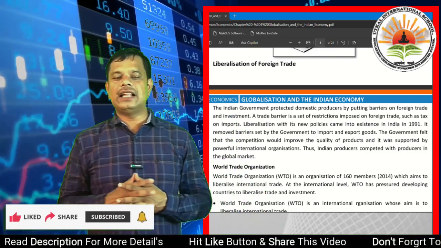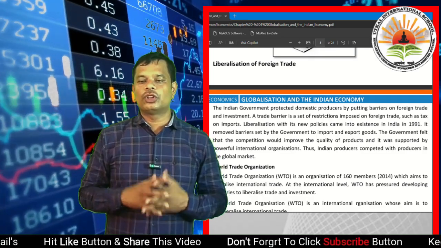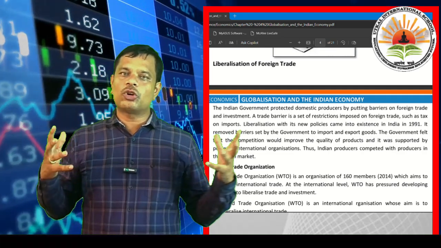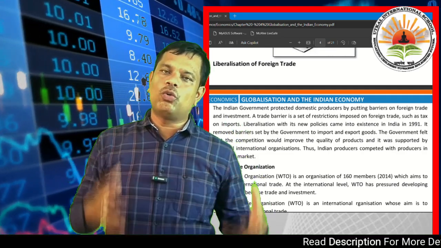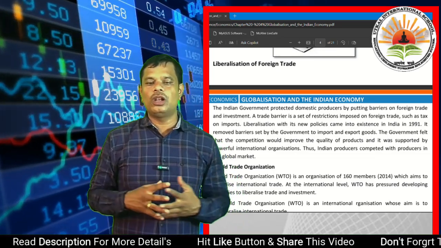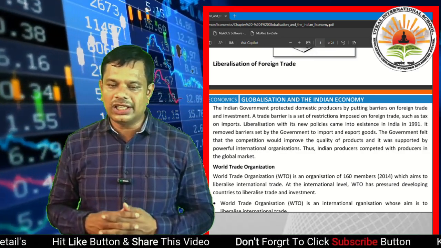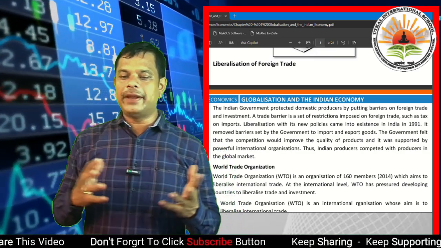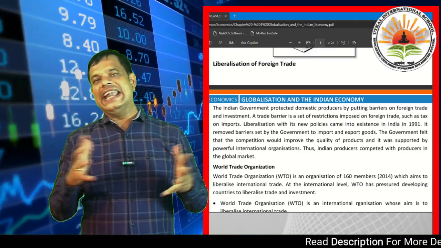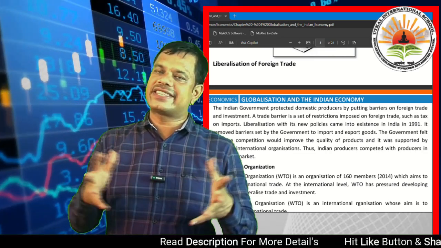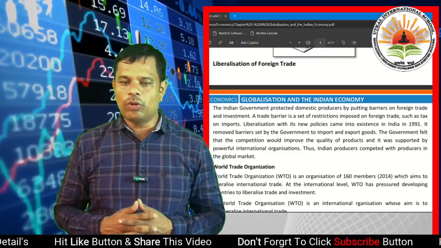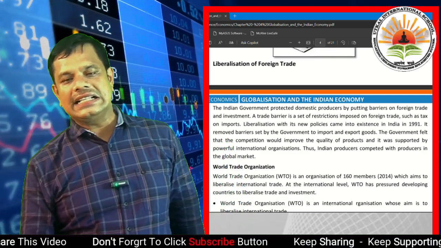The government felt that competition should improve the quality of products. If there are different products of different quality, there is competition, and they give good products, good amount, good quality. So competition can grow. The market was supported by powerful international organizations. Thus, Indian producers competed with producers in the global market, and it is also a benefit to Indian traders. They can compete, they can show their produce, they can sell their things in the global market. Now, World Trade Organization.